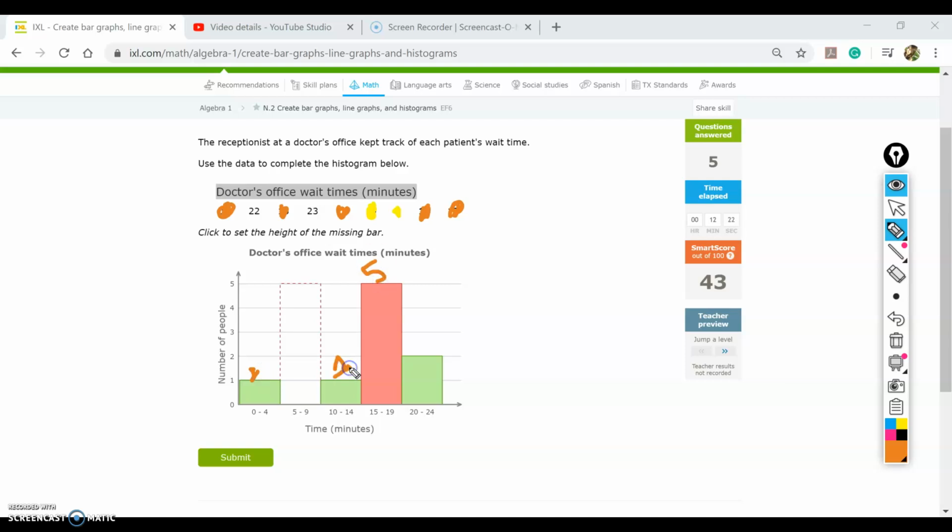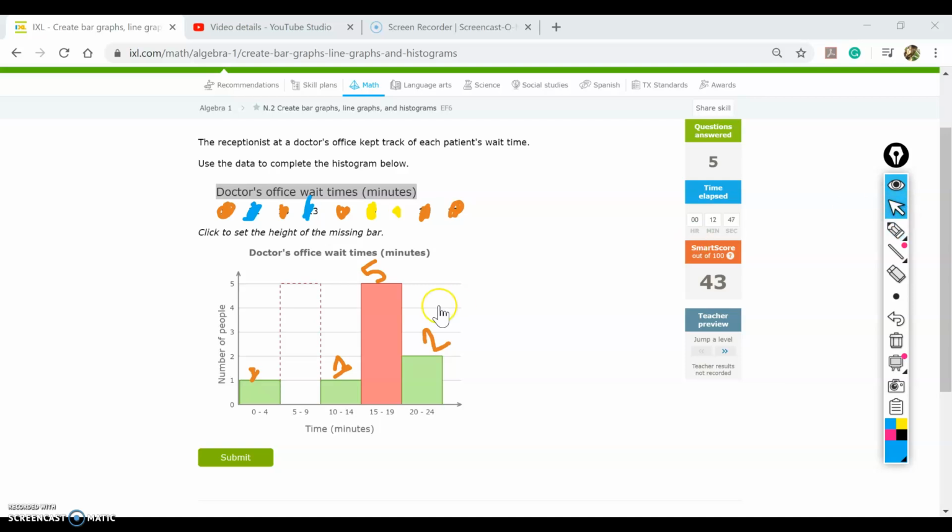How many people do you think it would be for 20 to 24? Yeah, 2. So I have 2 that waited from 22 to 24, which is this one here and this one here. Oh my God. So then how many people waited from 5 to 9 minutes? What do you think the answer would be?